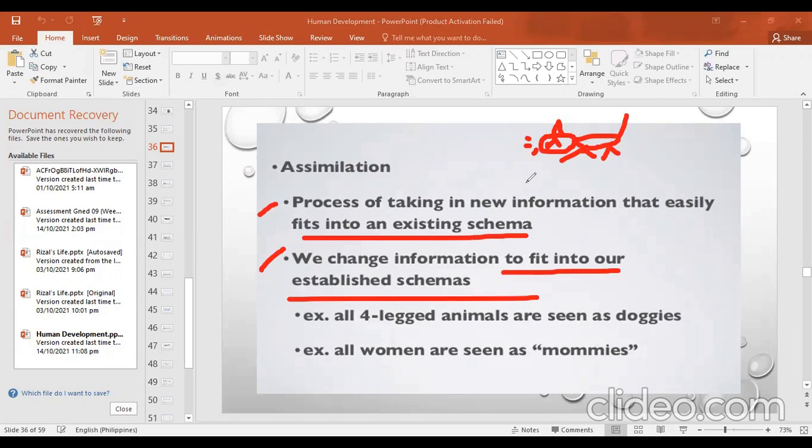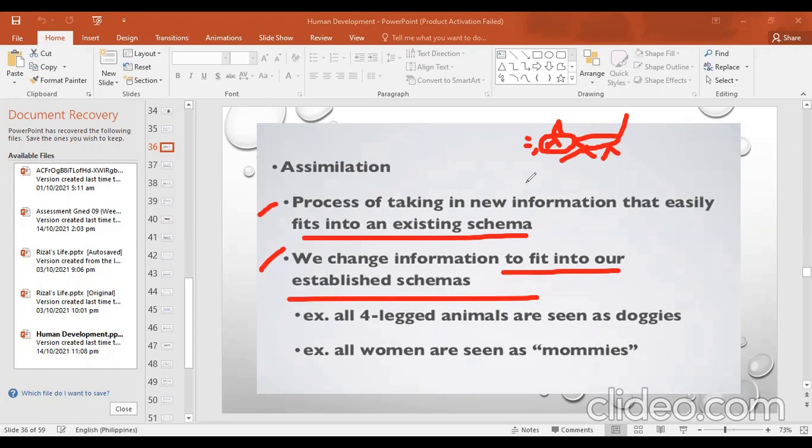So, it is now an established schema that it has a tail, four legs, and it barks. Now, in assimilation, for the child to better understand what a dog is, we give another example of a dog that is not totally the same, like one that is smaller but still a dog. That is what we call assimilation.